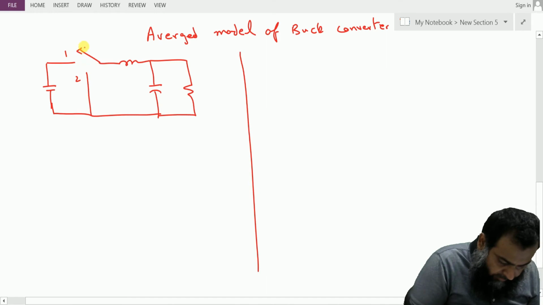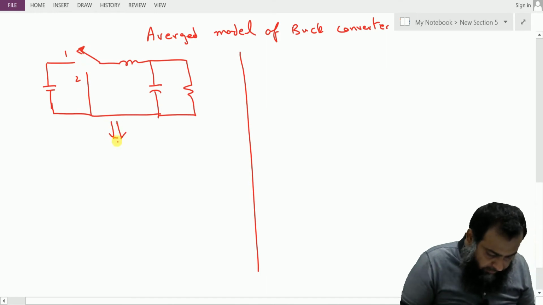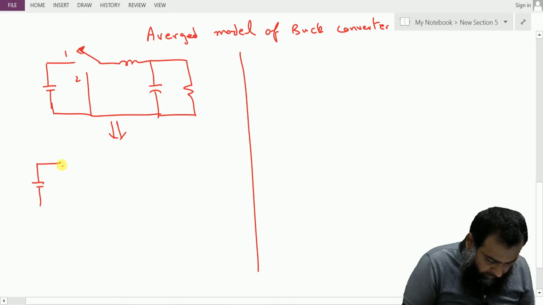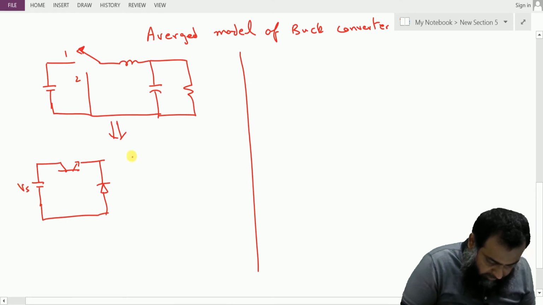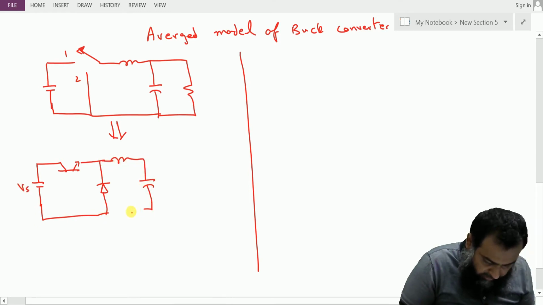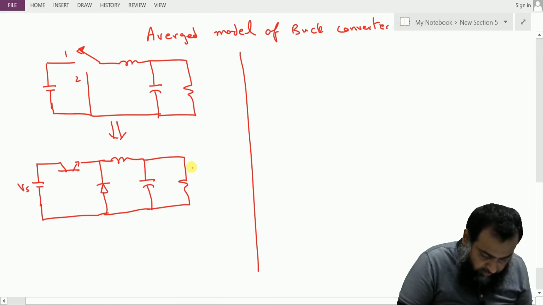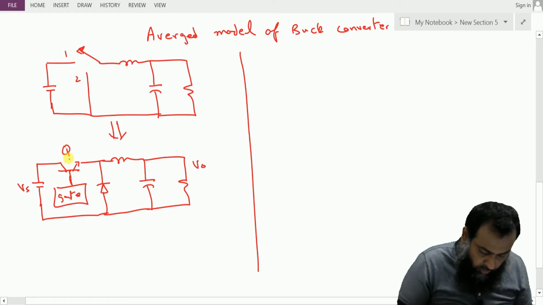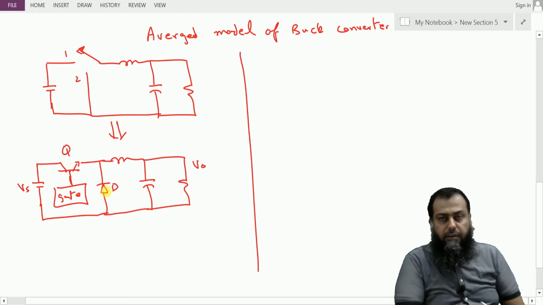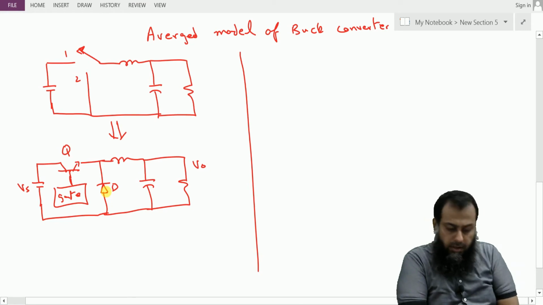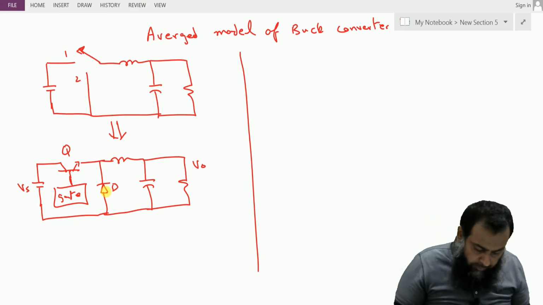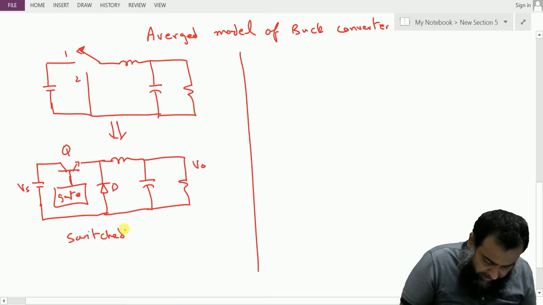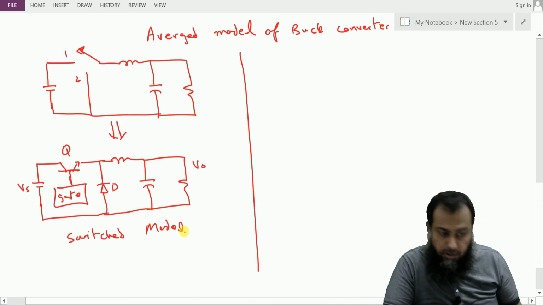We have this position number 1, we have this position number 2, and this was realized by having a switch here and a diode here. This is Vs, here we have this inductance, here we have this capacitance, and this is the load resistance, and V0, right? And of course we require some gate driver circuit to drive this particular switch Q, and this D actually freewheels whenever we have this Q turned off. Now this is the switch model. Let us develop an average model for this particular converter.